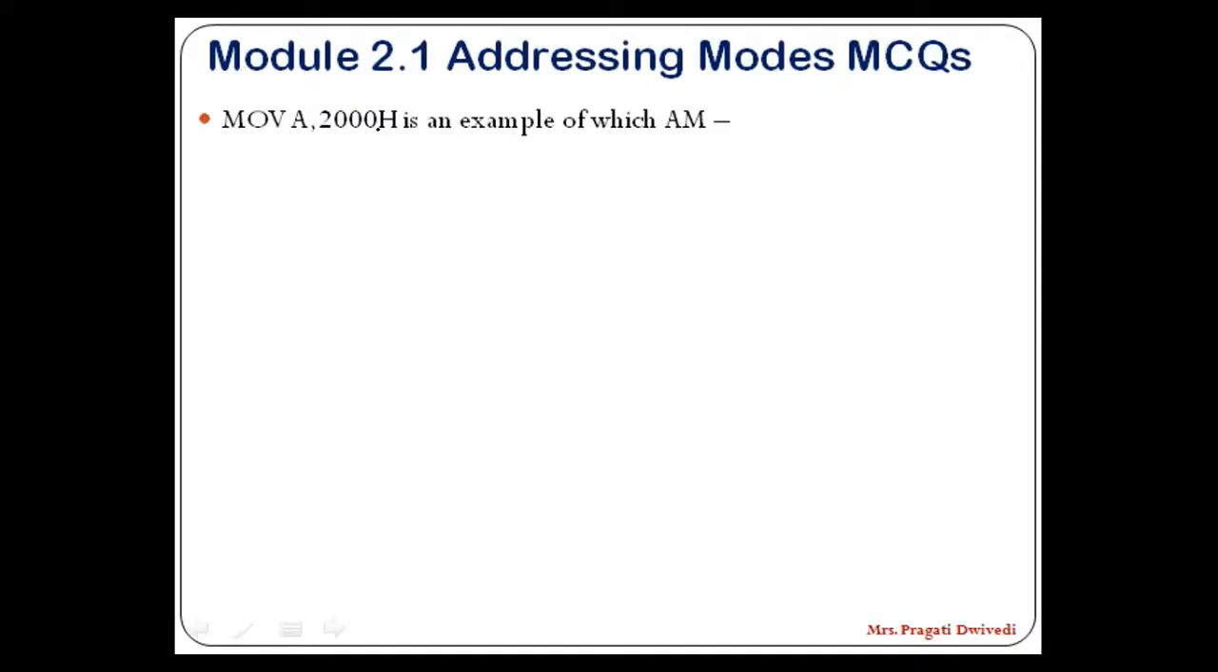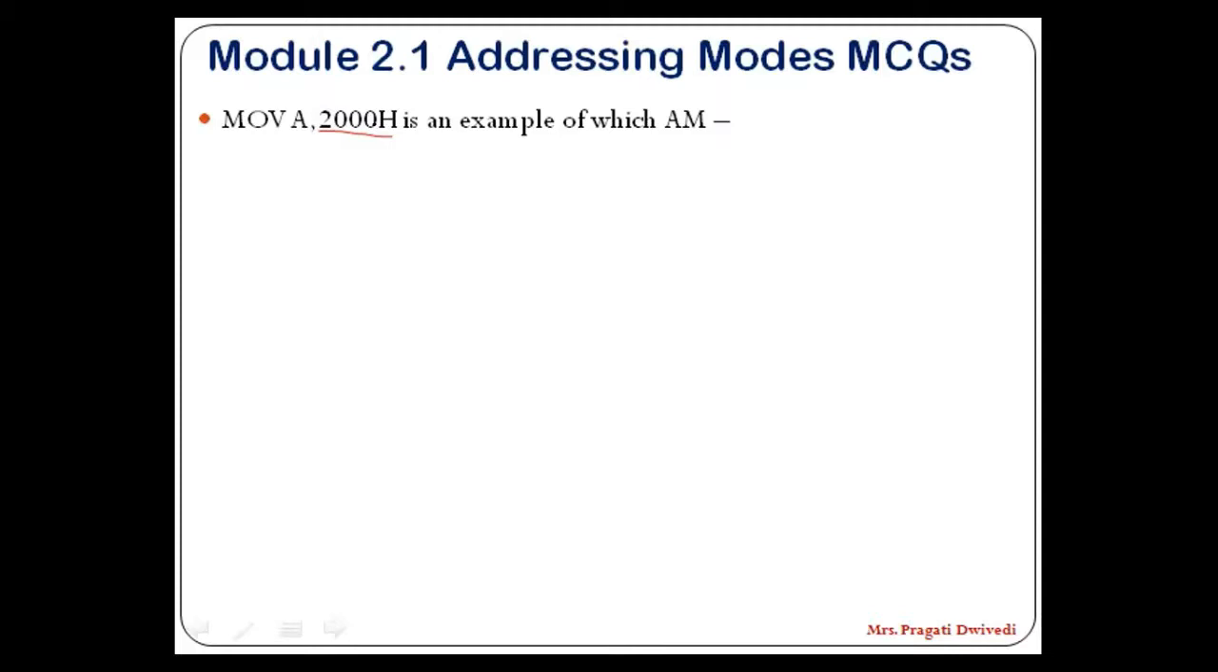MOV A, 2000H is an example of which addressing mode? So you see a number, with no hash. If it would be hash, it would be immediate addressing mode, but there is no hash here. So is this an example of immediate? No, this is an example of direct addressing mode, where this 2000H is giving the address of a memory location.